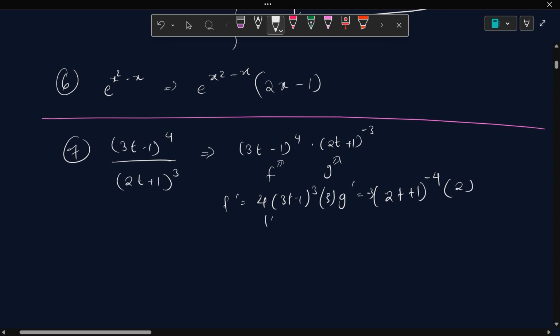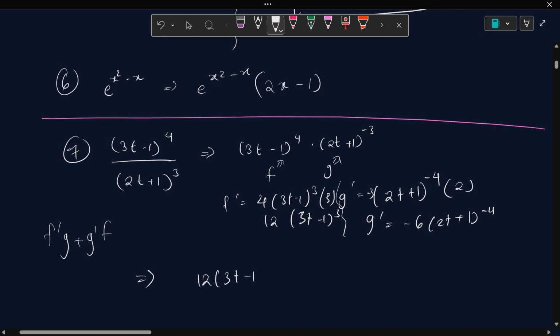Okay, so if you do this, that becomes 12(3t - 1)^3, and this is your f prime. Your g prime is basically going to be -6(2t + 1)^(-4). Now simply plugging into the formula, f prime times g plus g prime times f. So f prime we have is 12(3t - 1)^3.